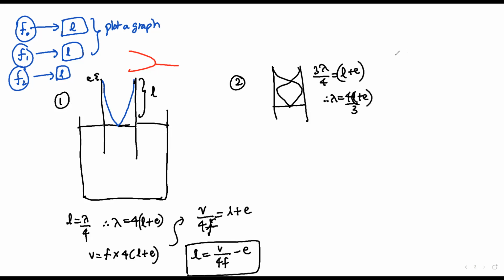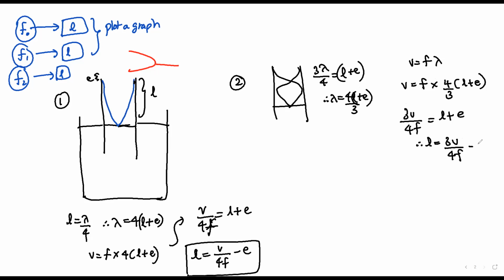Look carefully at these derivations, and you can also try it again. V is equal to F lambda. So V is equal to F times 4 over 3 (L plus E). Now I'm going to make L the subject. I can say 3V over 4F is equal to L plus E. Therefore, L is equal to 3V over 4F minus E. Now we got this as well.